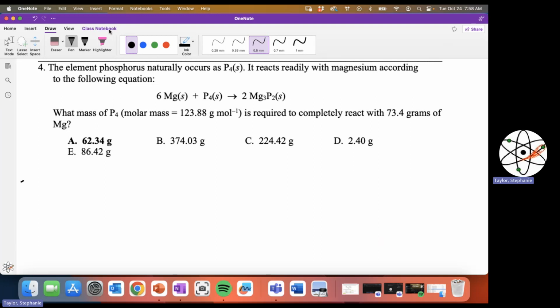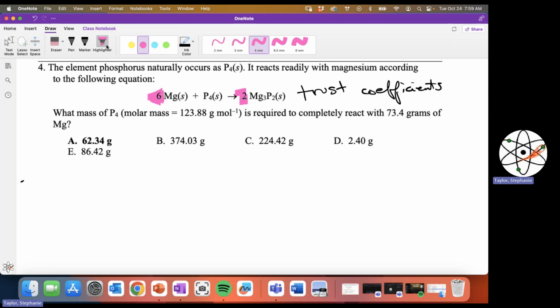Whenever we're looking at questions like this, there are some things to pay attention to. One, there are already coefficients here. Since there are already coefficients in our chemical reaction, I'm going to trust them. I'm going to assume that this reaction has already been balanced for me. I am not going to double check it. I have coefficients. Life is good.